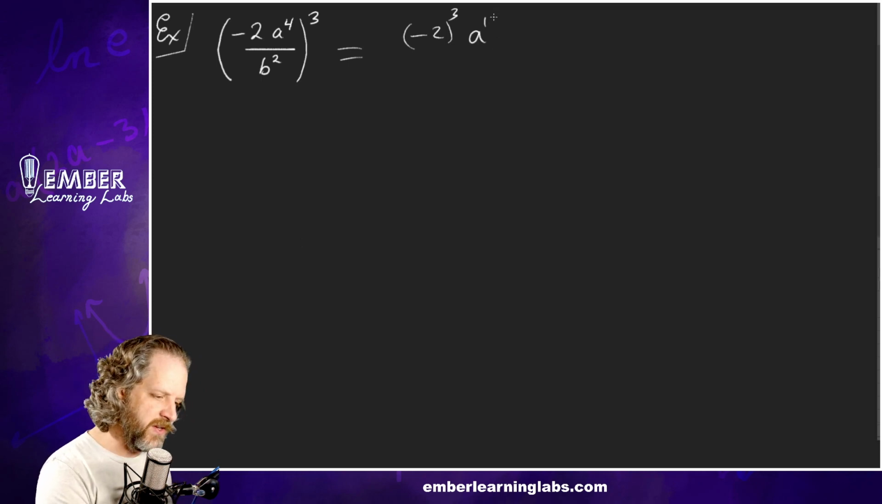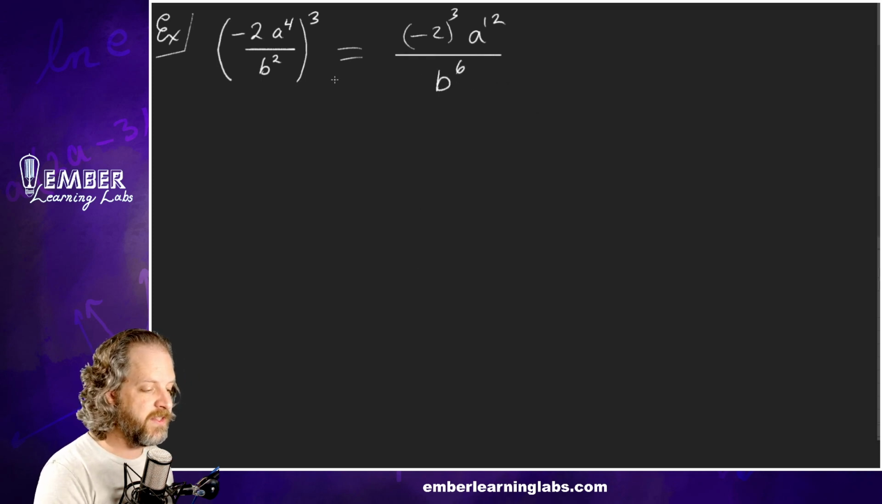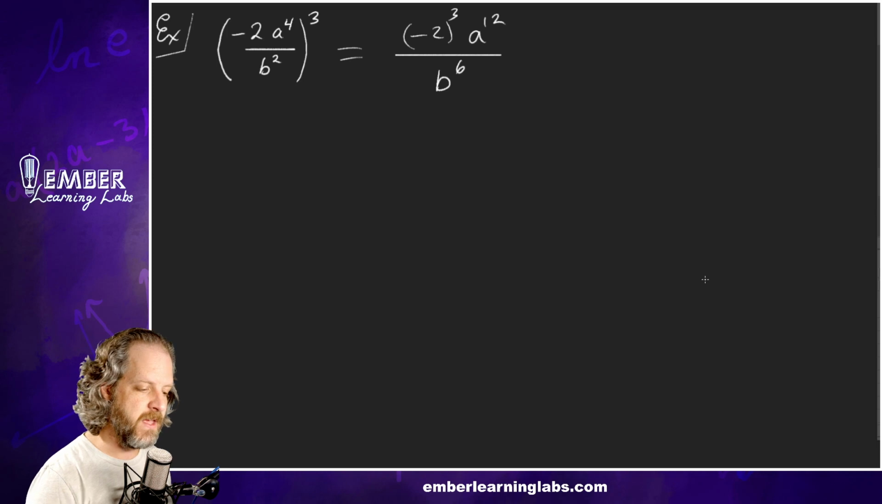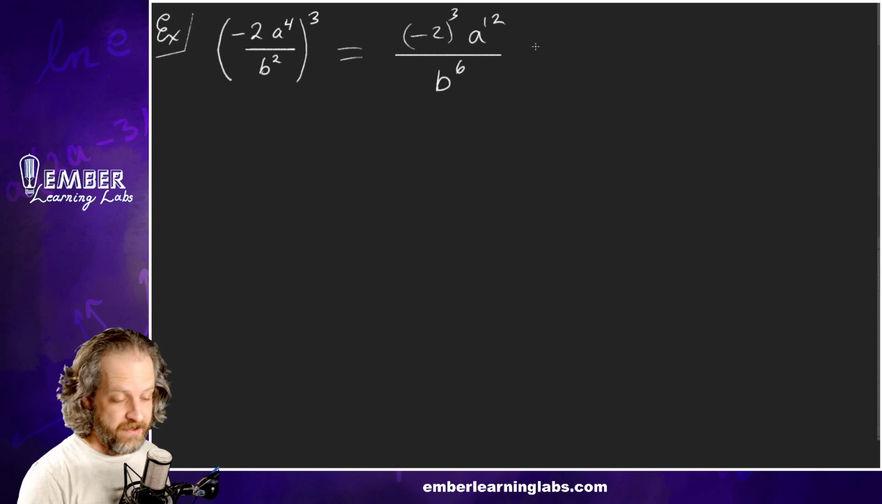That might be a 2. That's a little better, right? Over b to the 6th. Why is it the 6th? Because 2 times 3 is 6, right? We got a power to a power. We multiply those, right? So now we need to simplify, and these are not like bases, so we're not going to do anything with those. Negative 2 cubed is negative 8.